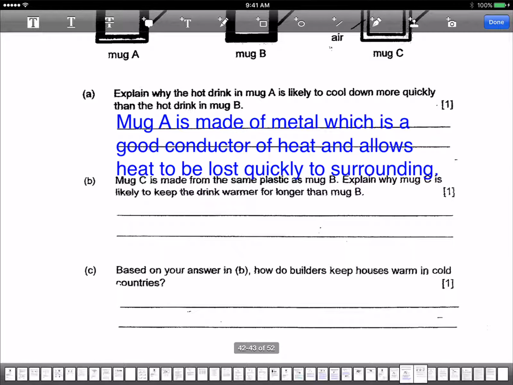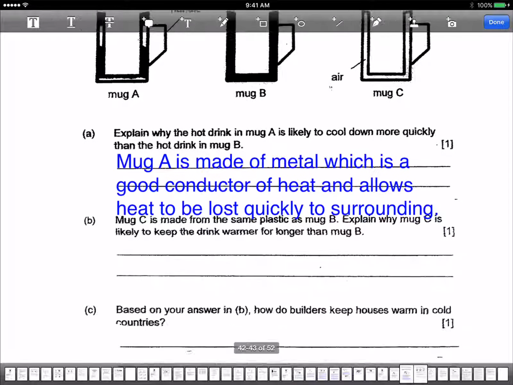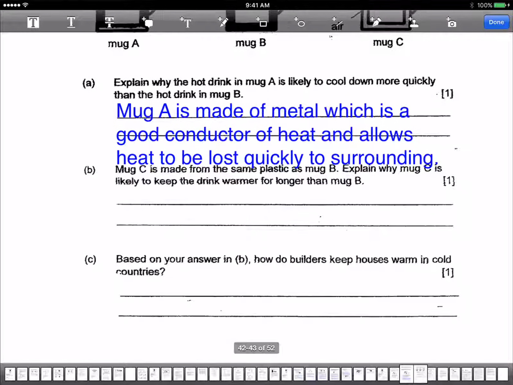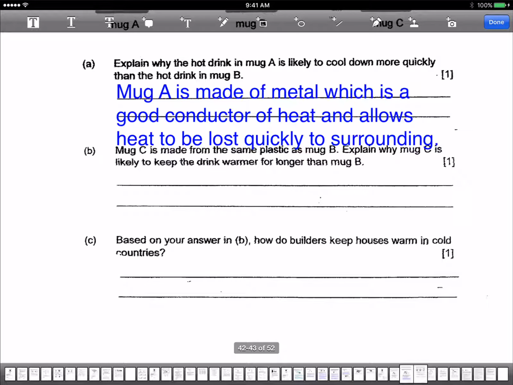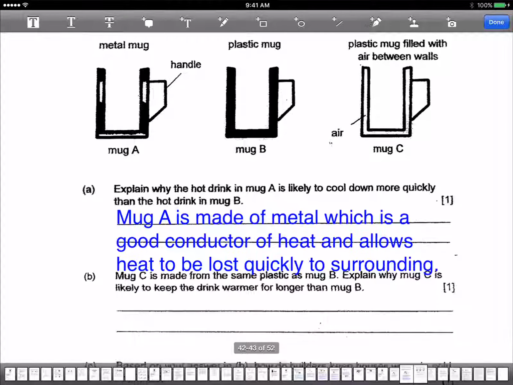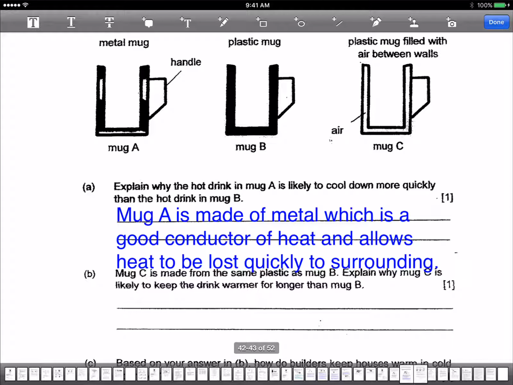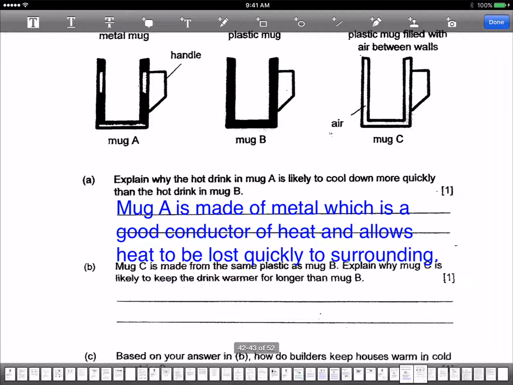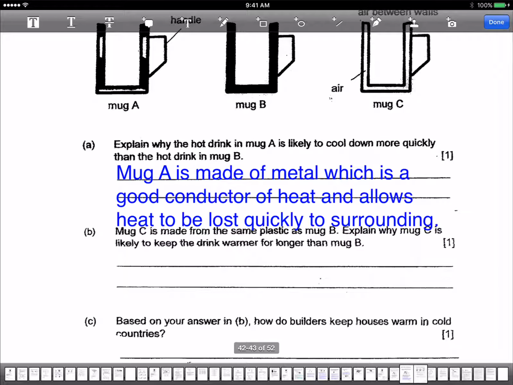Why is C likely to keep the drink warmer? Okay, C is the same material, which is metal. How come it keeps the drink warmer? Right. Ready? Okay, let's take a look at C. Now, what's the difference between A and C? Okay, so there's air. So what does the air do?